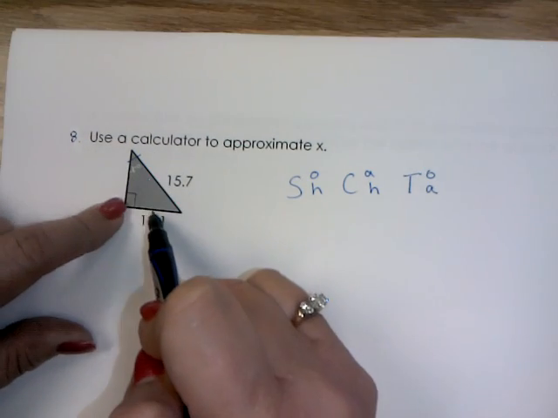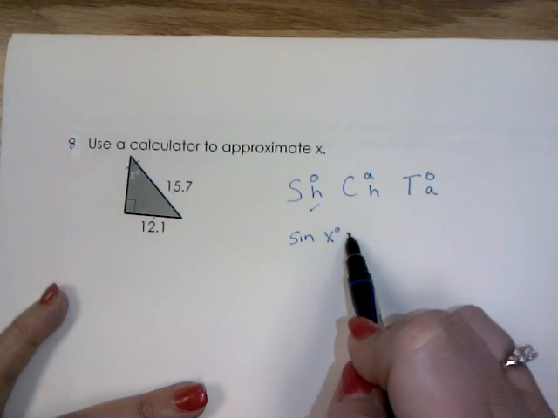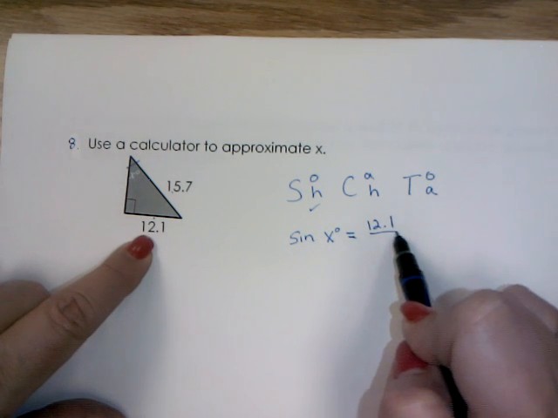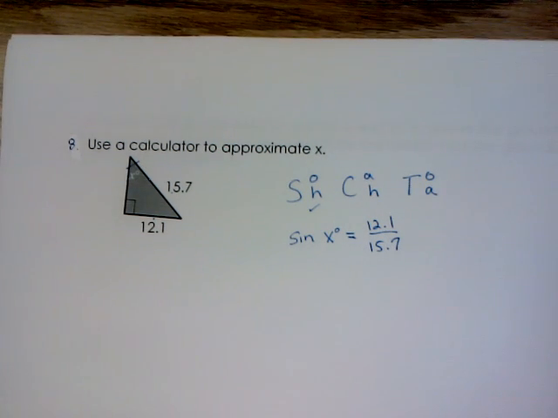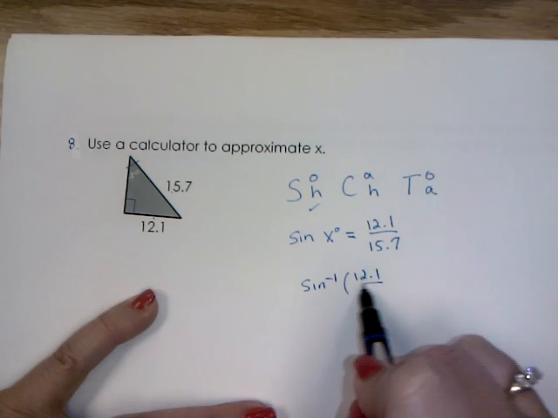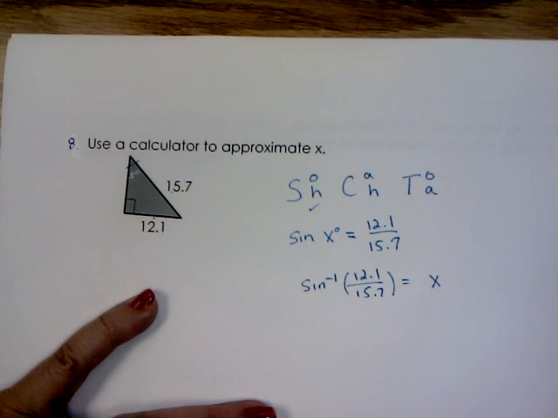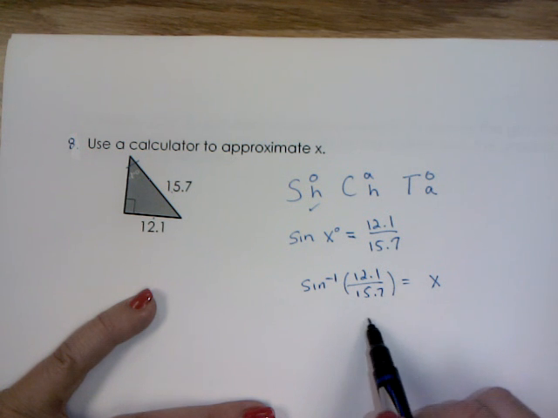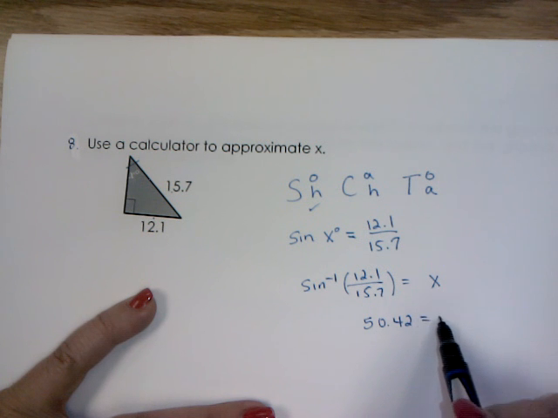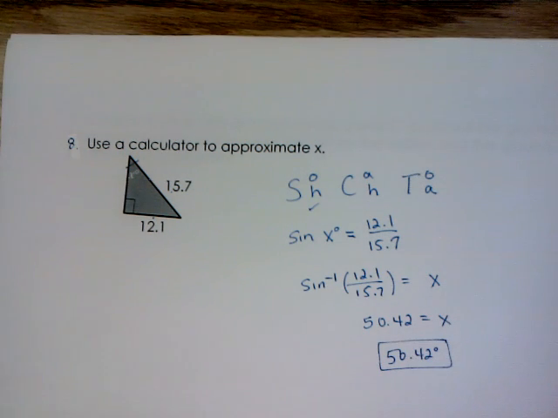So first I have to figure out which one of these I'm going to use. I have angle x. I've got an opposite over a hypotenuse, so I'm going to use my sine. So the sine of x degrees is going to equal my opposite over my hypotenuse. Now, because I'm looking for the angle, I do the inverse trig function of this ratio equals that angle. So I take my calculator, sine inverse of 12.1 divided by 15.7, and it gets me 50.42 is what x equals, or 50.42 degrees. Either one is correct.